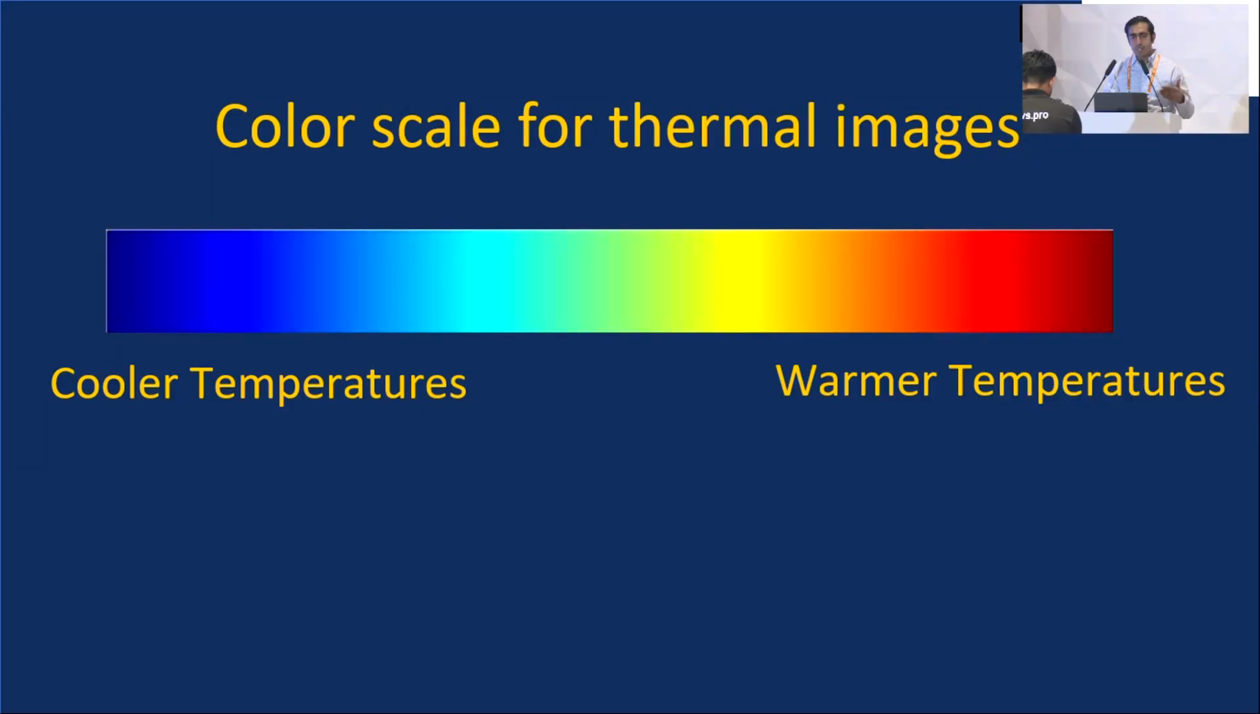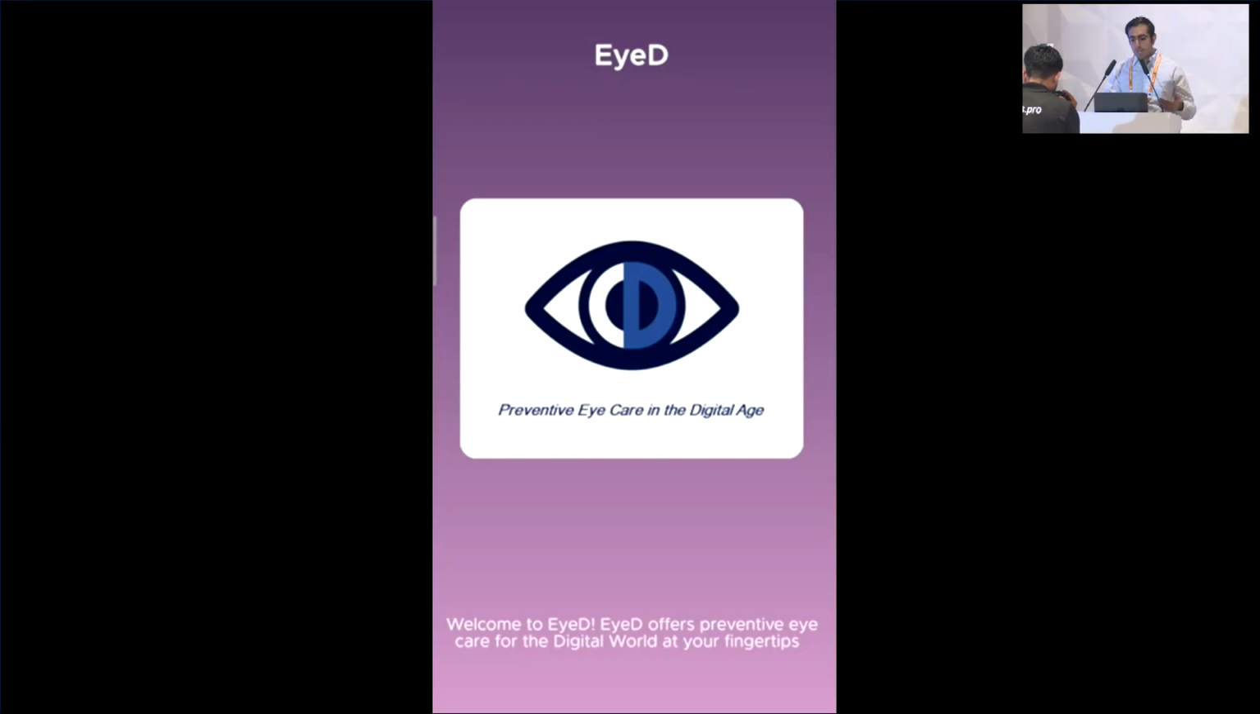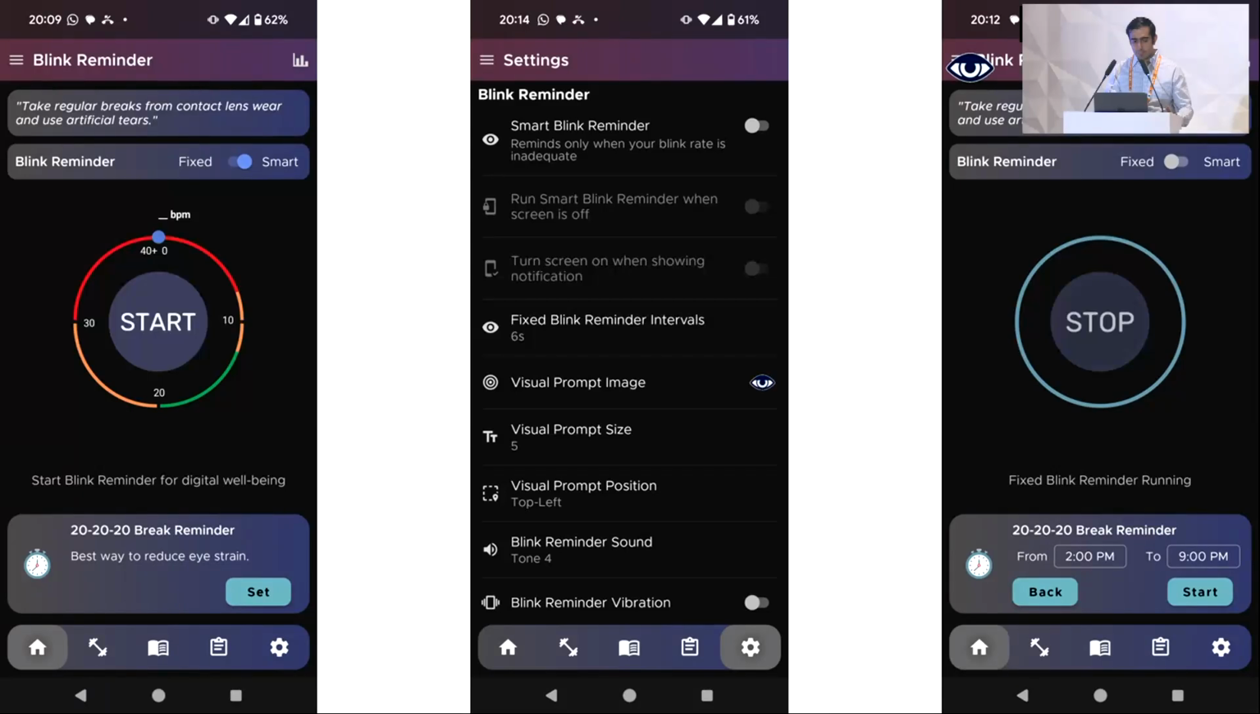It has a color scaling kind of like a pentacam, where the cooler colors are represented in blue, the warmer colors in red. And we looked at parameters like the severity, which is the score derived from the convexity and the compactness of the ocular surface thermal profile. We also looked at the ID app. This is a freely available app on the Android system which we have developed.